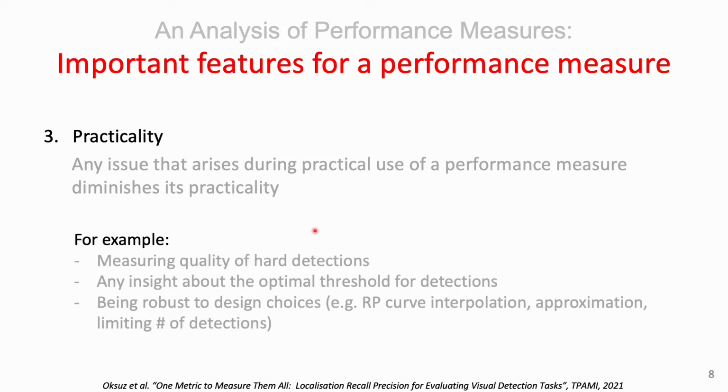For example, are we able to apply the measure if we have the so-called hard detections? In other words, detections that do not have any confidence scores. Or is the measure able to provide any help for finding the optimal confidence threshold for the detections? Is the measure robust to design choices? For example, to the interpolation or approximation of a curve, or the number of detections per image or class. We will see that performance measures have different benefits and issues when they are applied in practice.